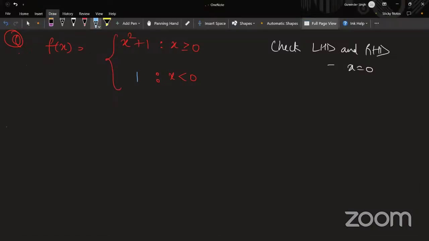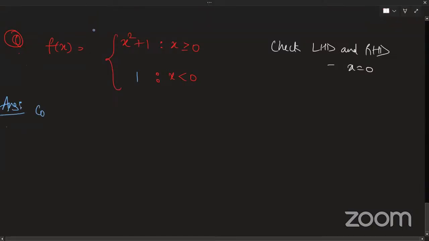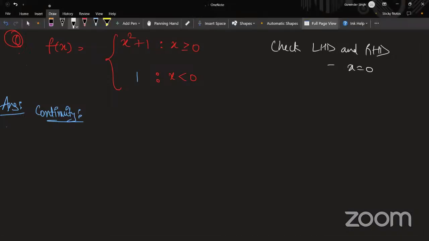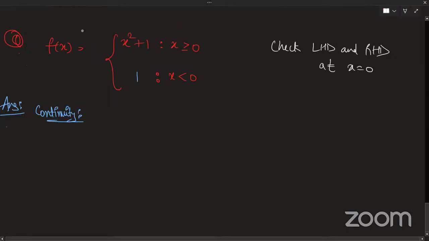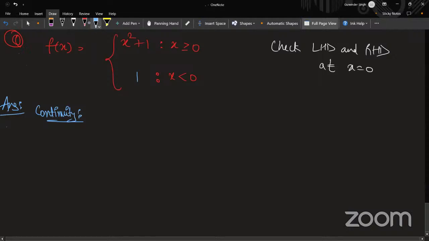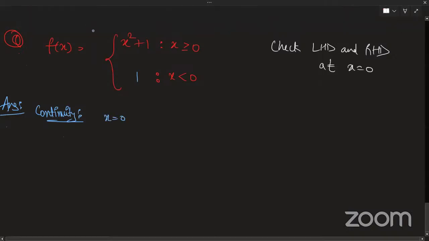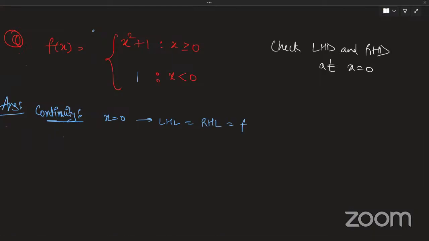So see, first of all, let us check about its continuity. The question was actually about LHD and RHD, but okay. Checking about its continuity, you checked at x is equal to 0 if its LHL, its RHL, and its f of 0, three values are equal, right, Vignesh? This is what you did.